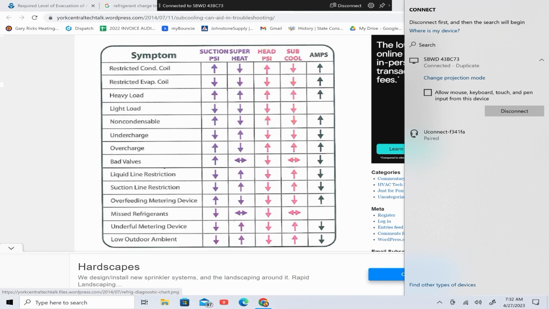Okay, well, yesterday we were undercharged, so our suction pressure was low. Our superheat was high. Our head pressure was low. Our subcool was low, and our amps were low. We didn't check the amps, but I'm sure that they were low.